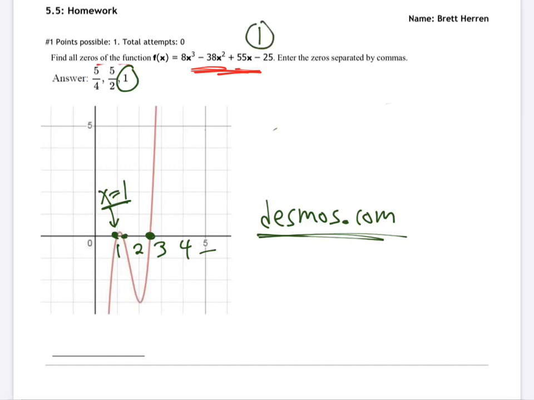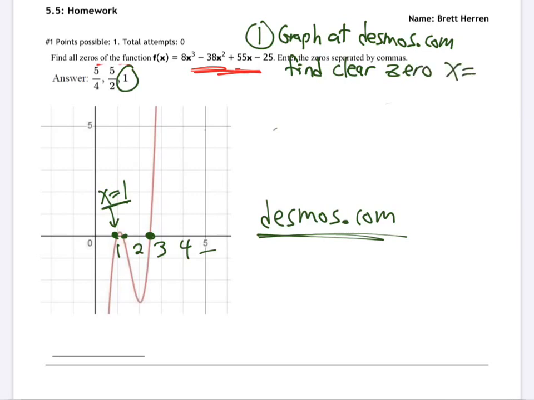So number 1, first step, is you graph at Desmos.com, find a clear zero. Find a clear zero, x equals 1. So there's my first clear zero.